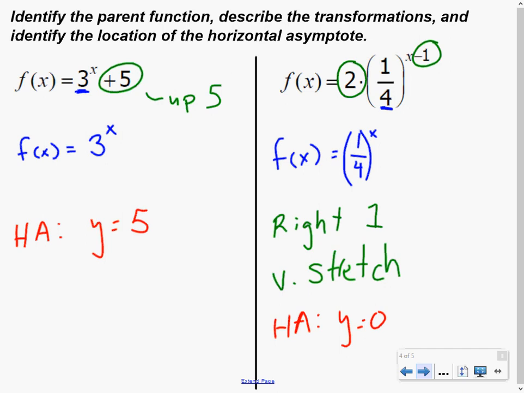All right, so that is it for this video. As far as actually graphing exponential functions goes, you will simply be typing the functions into your calculator, looking at a table of values, and plotting points.